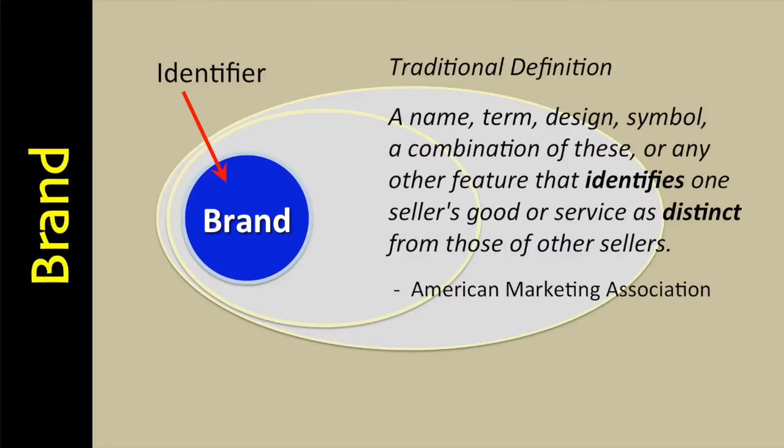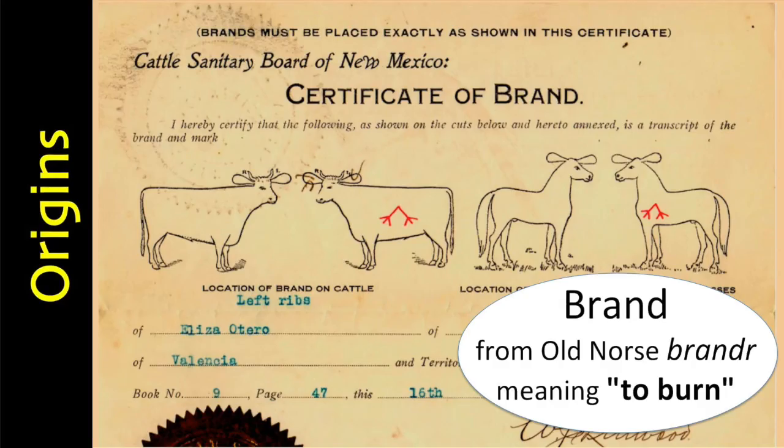The traditional definition of a brand, according to the American Marketing Association, is a name, term, design, symbol, a combination of these, or any other feature that identifies one seller's good or service as distinct from those of others. The concept of brand comes from the need for ranchers to differentiate and identify their cattle and other livestock. A cow is not a cow.